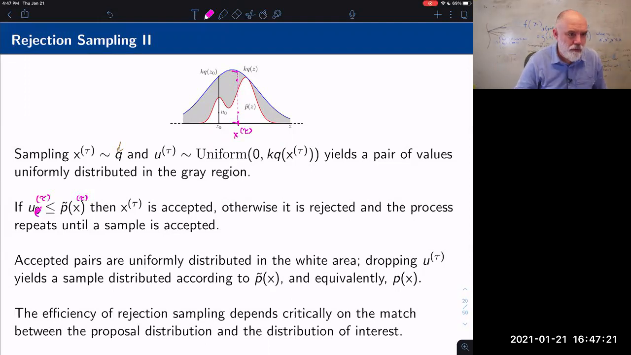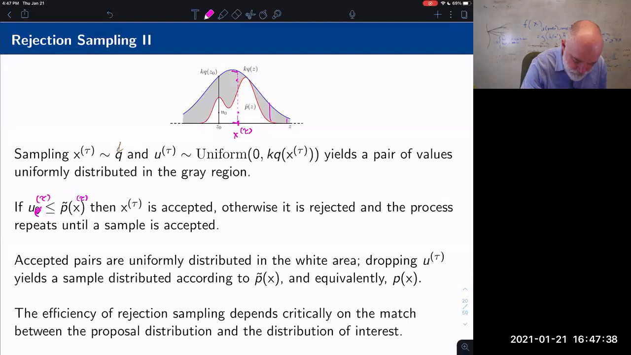How does this work? What's going on? This is weird, right? p tilde is not normalized. Well, graphically, it's pretty clear what's going on, and that's the easiest proof for rejection sampling working, right?